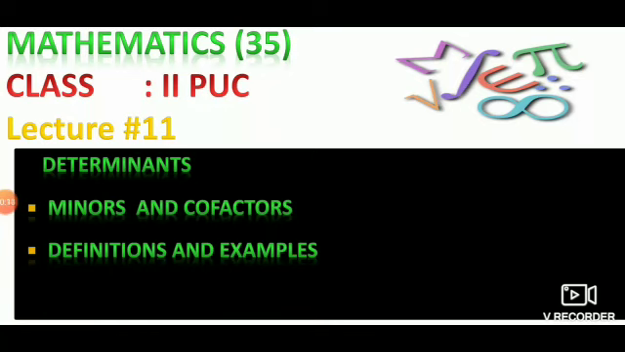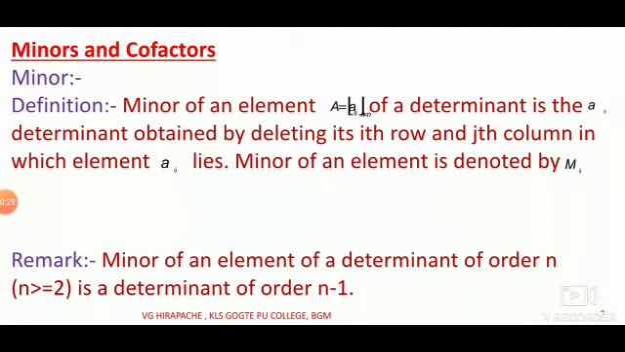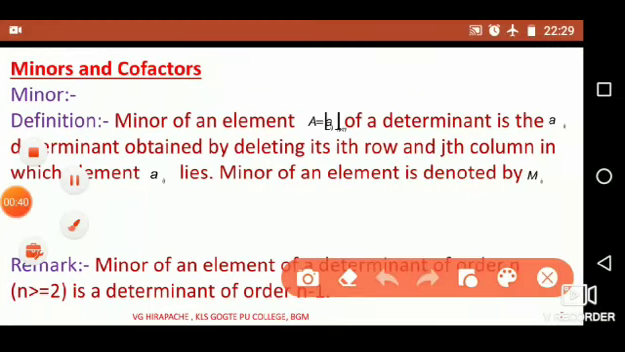In today's class, we are going to study how to find the minors and cofactors of a given square matrix or determinant. In this session, we are going to study first the definition of minors and cofactors, then their examples. Dear students, let me begin with the first definition, called the minor. How do we define the minor of a matrix?